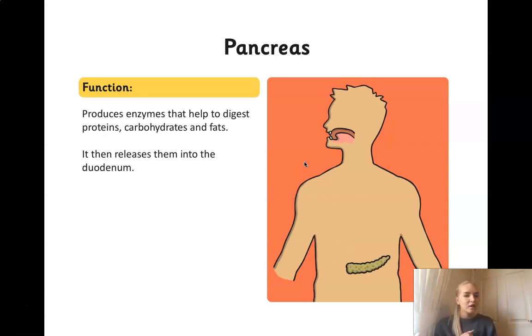Then we have the pancreas. The pancreas digests the proteins, the carbohydrates, and the fats. And it produces those things. Do you remember when we were talking about enzymes? It produces those enzymes to help to digest those parts of the foods. And then it releases them when they are digested into the duodenum. And the duodenum, remember, is the first part of the small intestine.